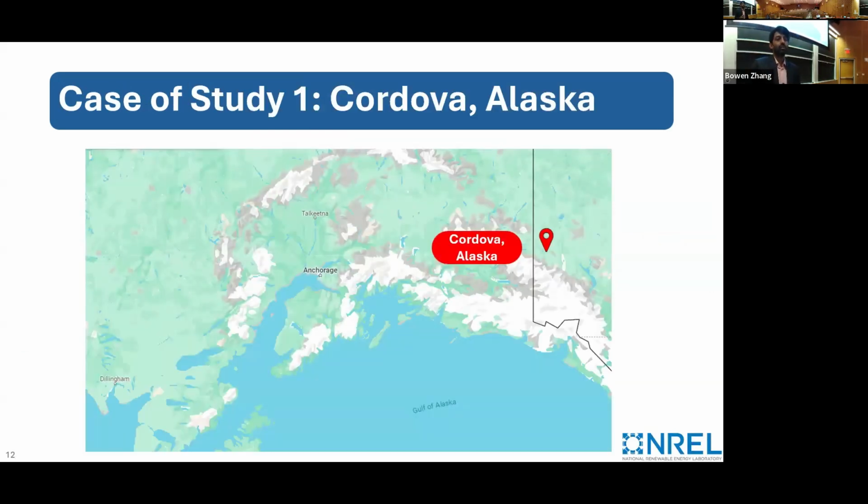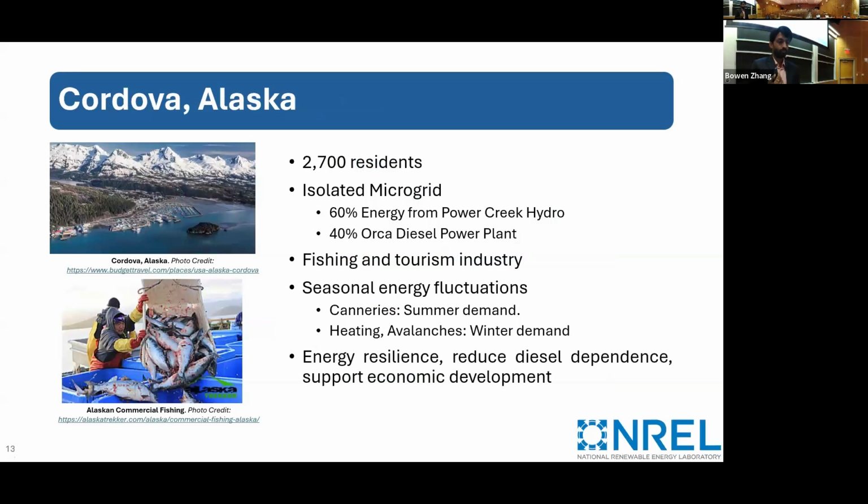So if we look at the case study for Cordova, Alaska, there are 2,700 residents, and in this particular remote community, 60% of their energy comes from the creek hydro power plant, and the other 40% comes from the diesel power plant. They are using diesel generators in that particular remote community.